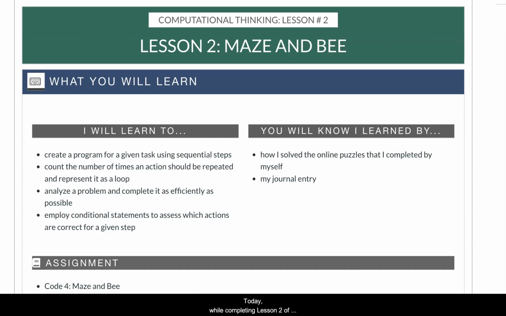Today, while completing Lesson 2 of the course, you will create a program for a given task using sequential steps. You'll have to count the number of times an action should be repeated and represent it as a loop. You'll analyze a problem and complete it as efficiently as possible without using too many blocks. And you will use conditionals to assess which action to use for a given step.